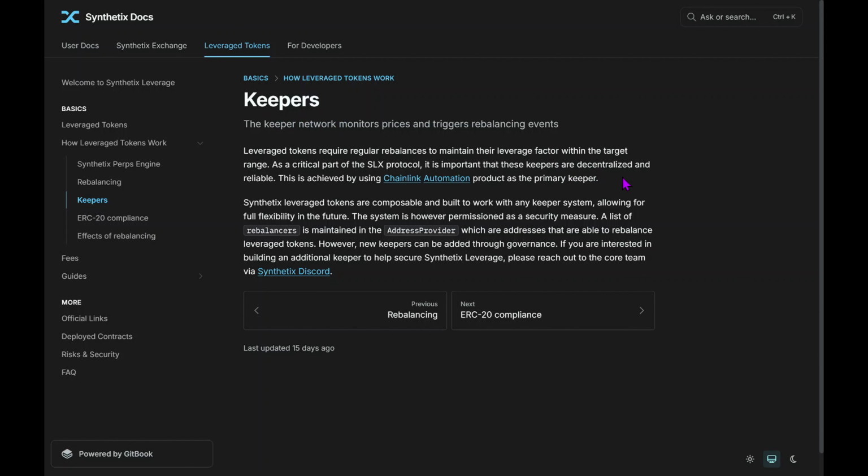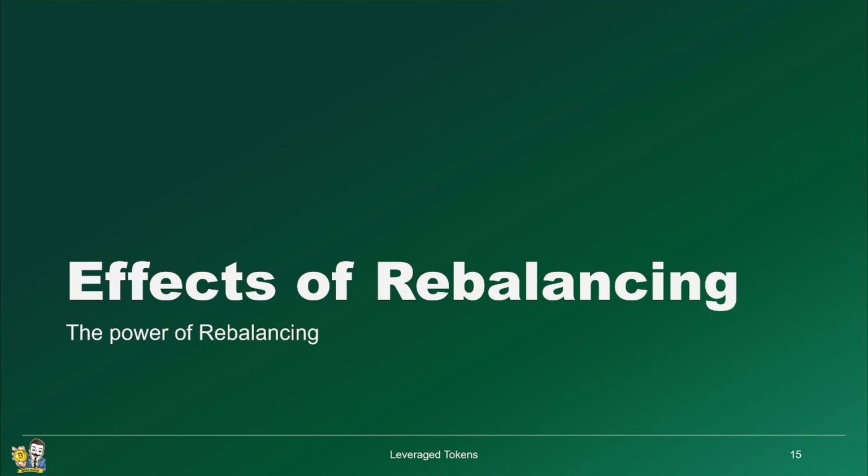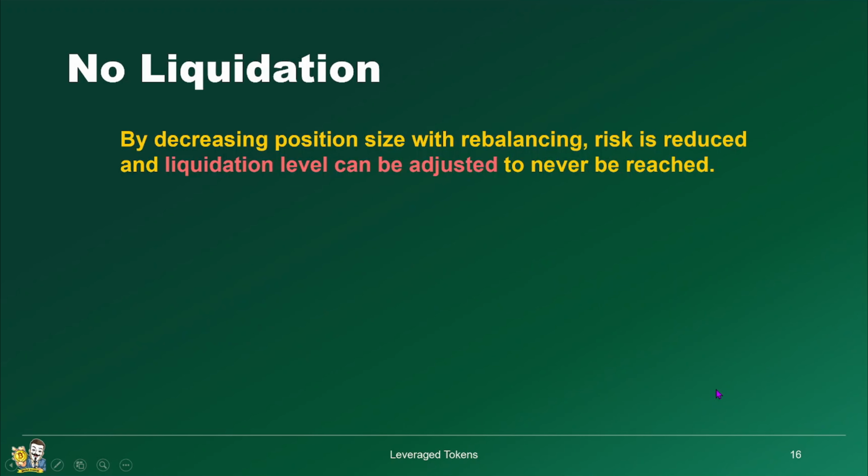These keepers are decentralized and reliable, managed by Chainlink automation, in other words, by bots. Let's see the effects of rebalancing and how powerful it can be. First of all, there is no liquidation. In fact, by decreasing position size with rebalancing, risk is reduced, because the leverage is kept constant instead of increasing. Thus, the liquidation level can be adjusted to never be reached.